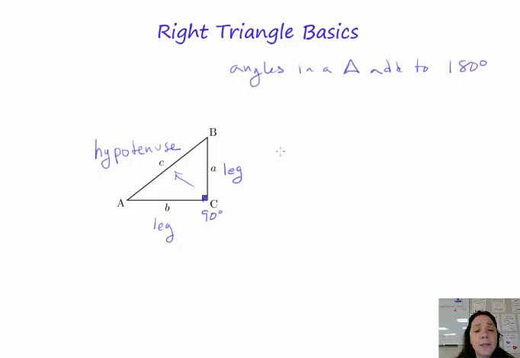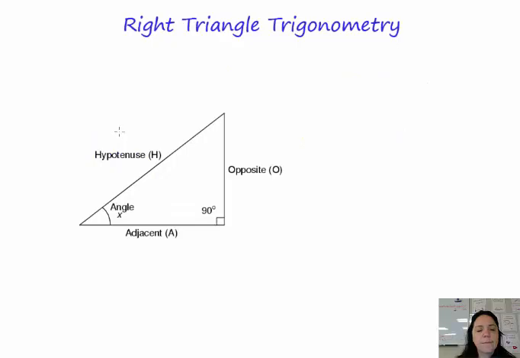We have the Pythagorean theorem that tells us that if we square the length of each side and add them together, that will equal the length of the hypotenuse squared. That's our Pythagorean theorem, and we're going to use that as we develop some of our right triangle trigonometric ideas. So next we're going to take a look at the basics of right triangle trigonometry.